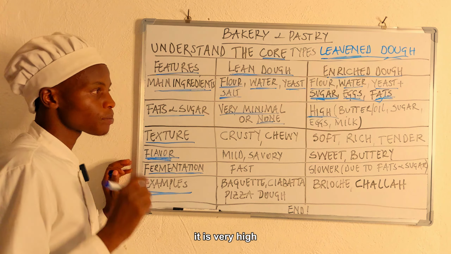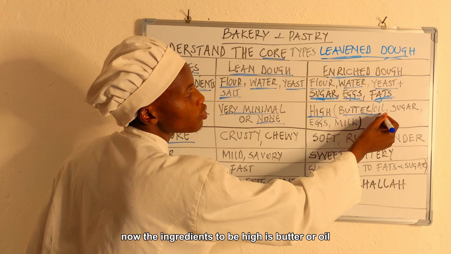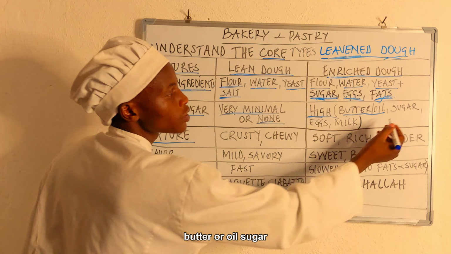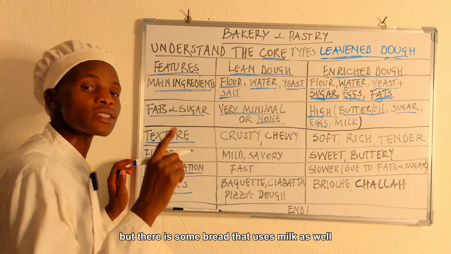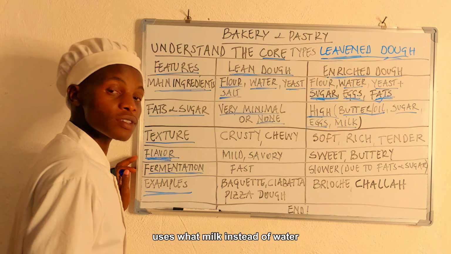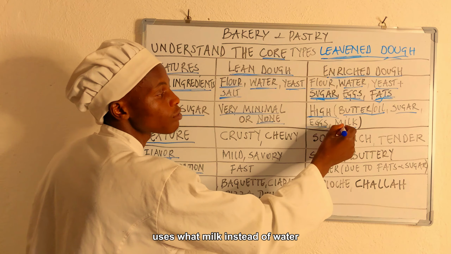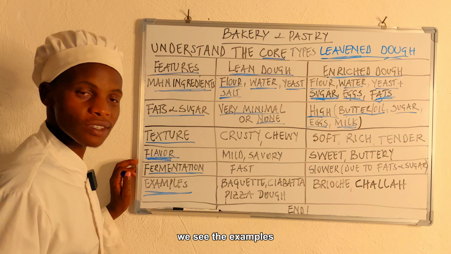The ingredients that are high are butter or oil, sugar, like I said, and eggs, but there is some bread that uses milk as well. Uses what? Milk instead of water. They prefer milk. We'll see the examples.